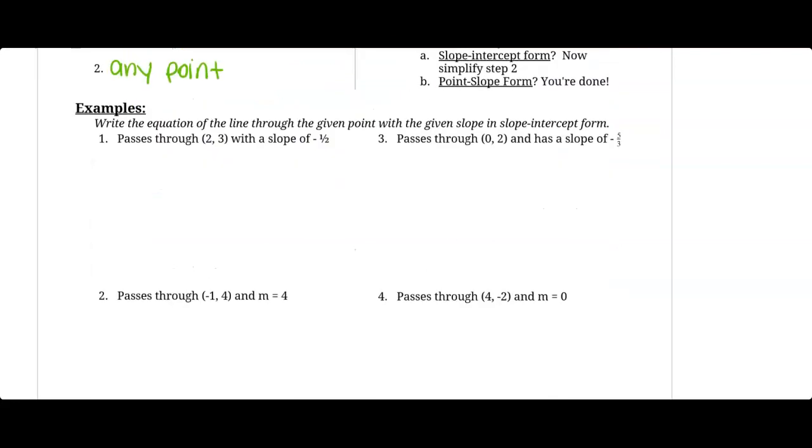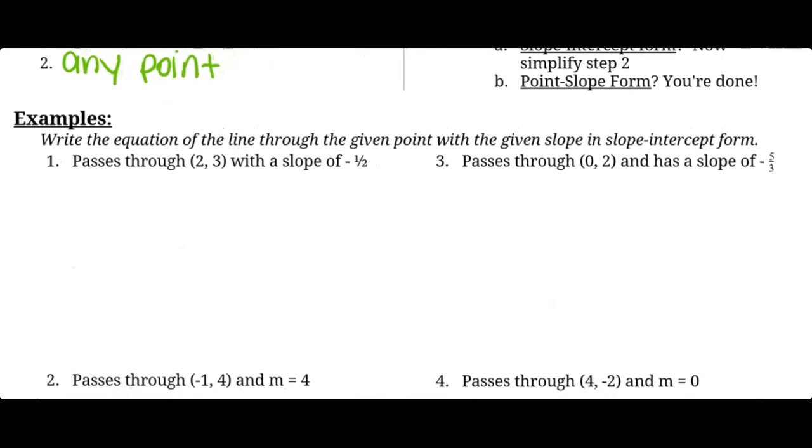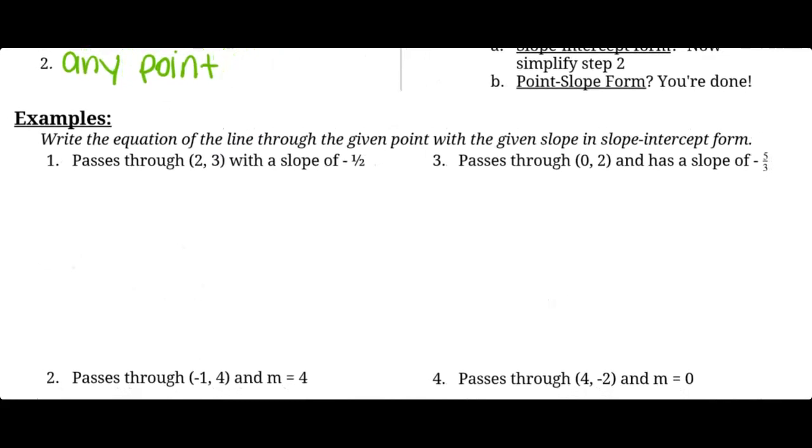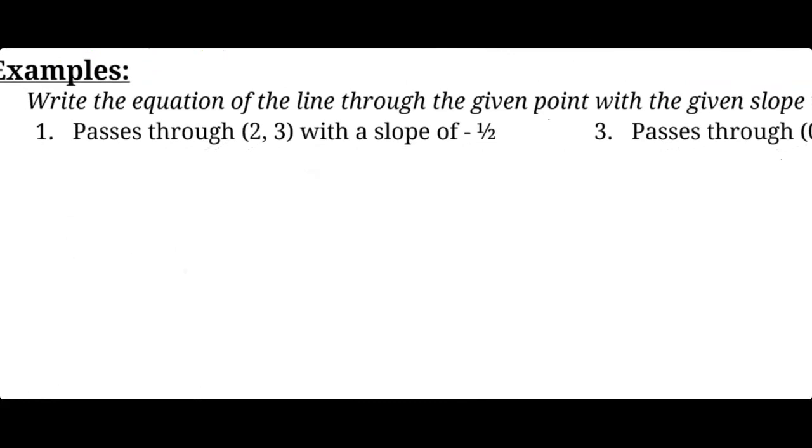So let's get into some examples. Looking at number 1, we want to write the equation of the line through the given point with the given slope in slope-intercept form. So that means we need to simplify once we've plugged in. That's all that means. So you're still going to use point-slope form to fill this in. So this is our x1, this is our y1, and this is our m.